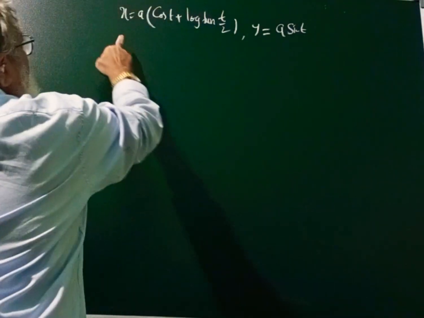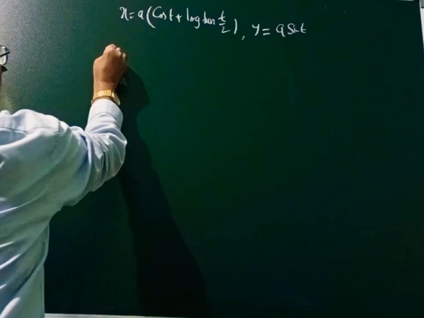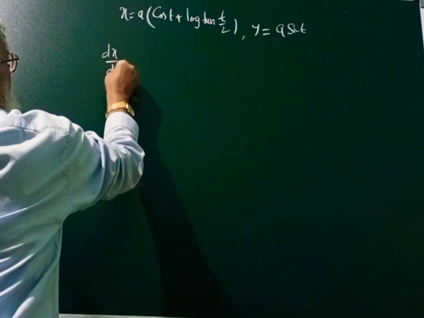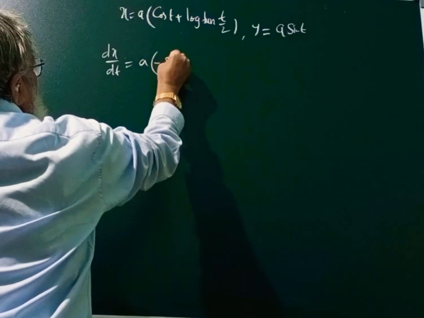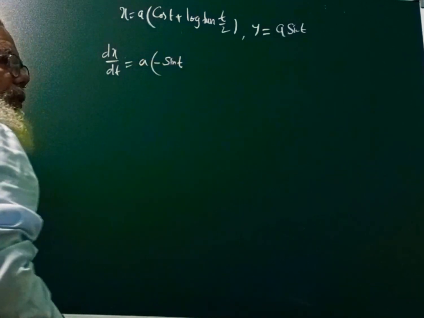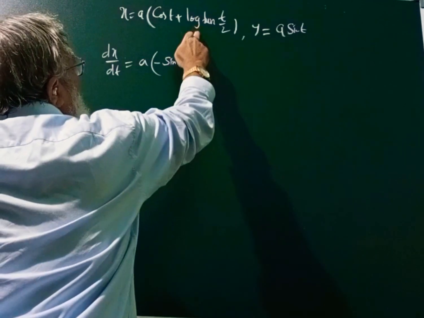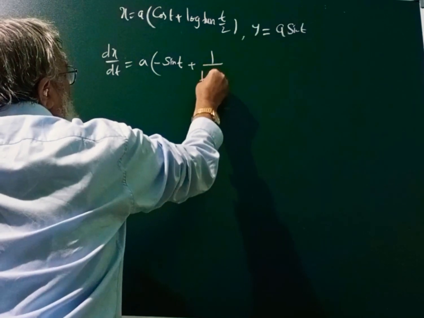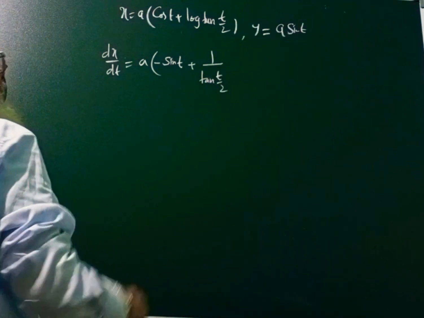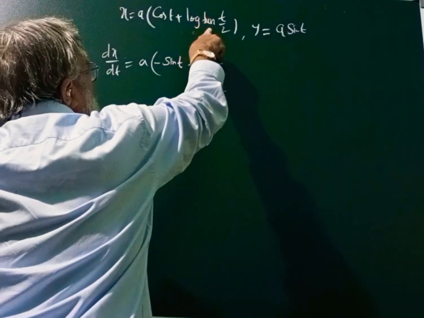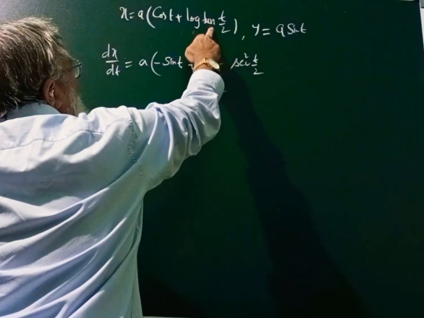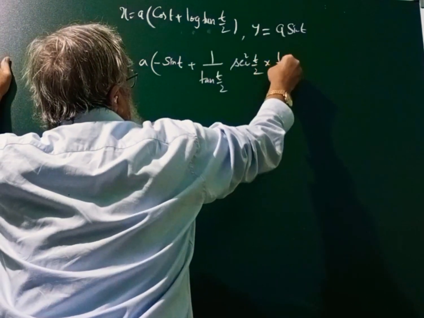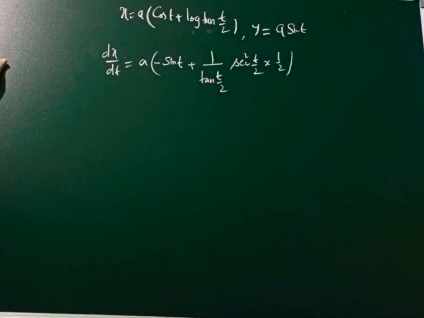So here, because it is a function of t, we differentiate x with respect to t. A is a constant. Differentiation of cos t is minus sin t, plus differentiation of log of tan t by 2. Differentiation of this log is 1 over tan, differentiation of tan is sec square t by 2, and differentiation of t by 2 is 1 by 2. This is the differentiation, dx by dt.